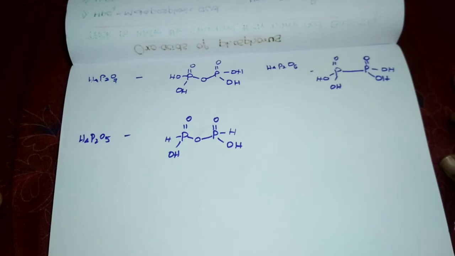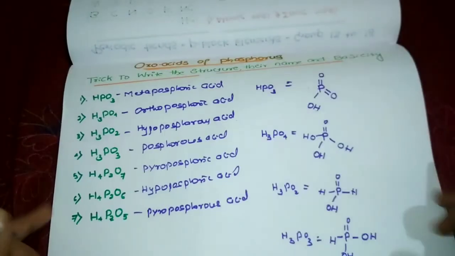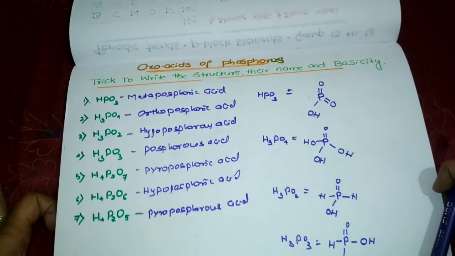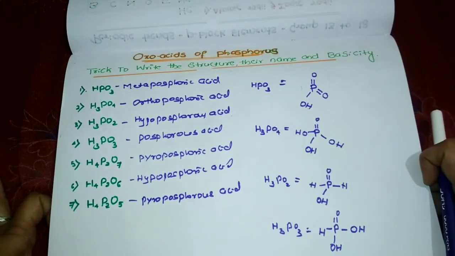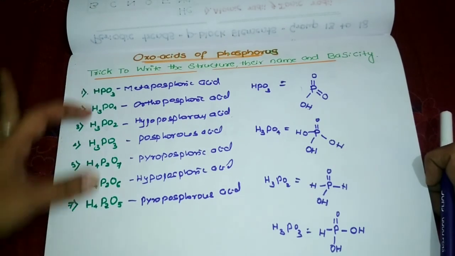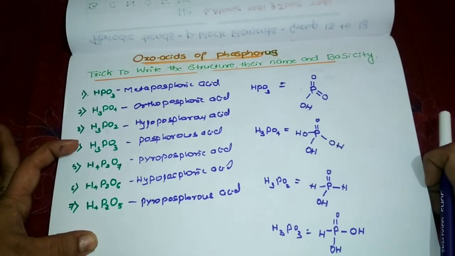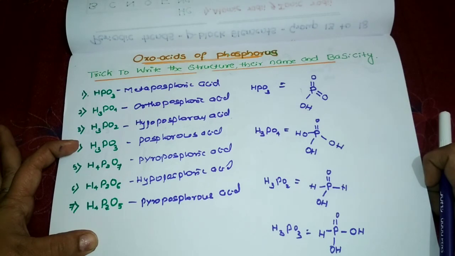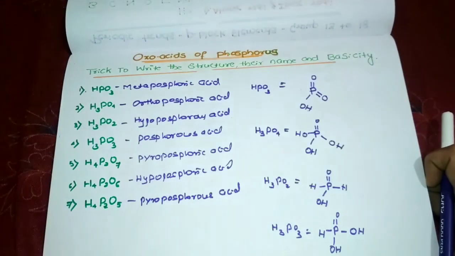So I think I have discussed the structure of all the oxo acids of phosphorus. I'm going to put a PDF file of this in my Telegram channel, and I'll give the link in the description box. You can go through it. In the next video we're going to discuss how exactly these are interrelated, how you can remember the names and how you can prepare them, and the respective basicity.